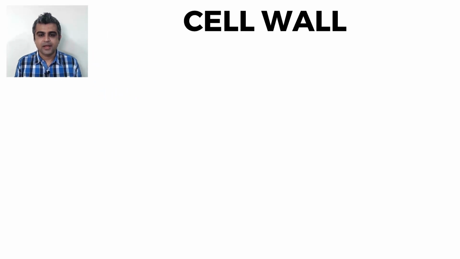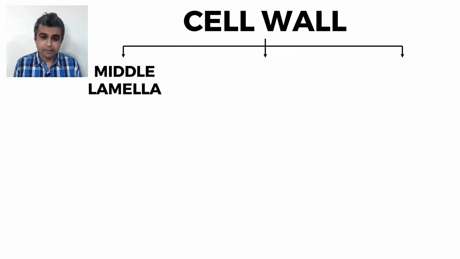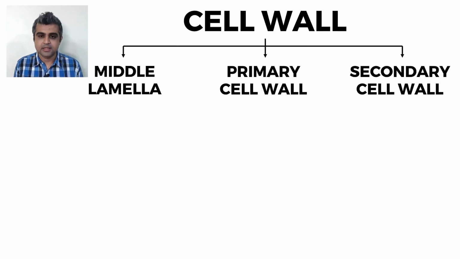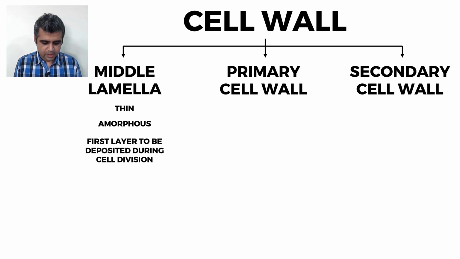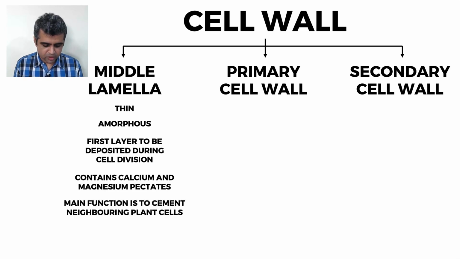So as far as the cell wall is concerned, you are going to have the middle lamella, the primary cell wall and the secondary cell wall. So now I'm just going to repeat the things that we saw in the last 10 minutes. The middle lamella is thin, it is amorphous, it is the first layer to be deposited during cell division. It contains calcium and magnesium pectates. Main function is to cement the neighboring plant cells.